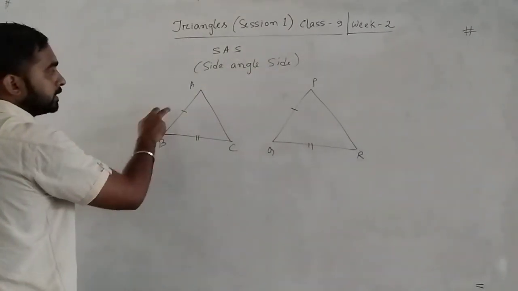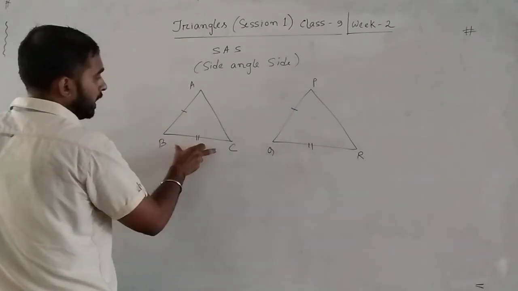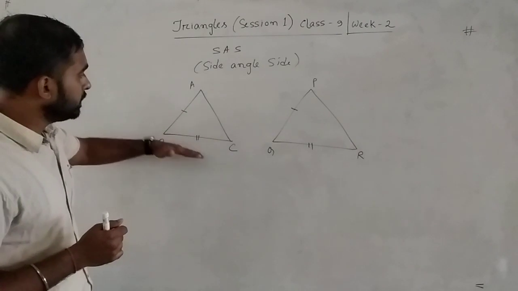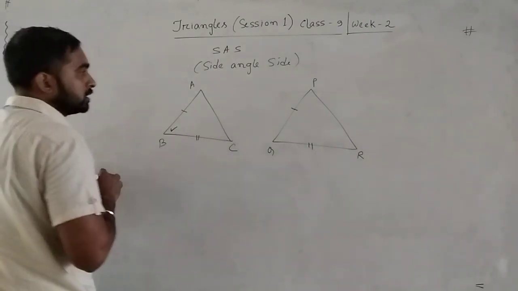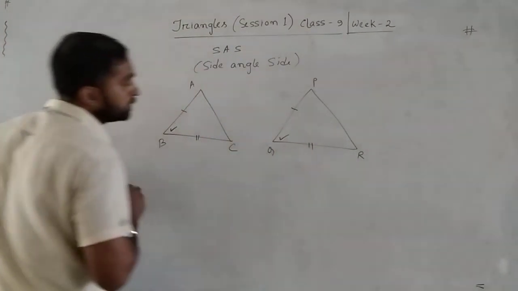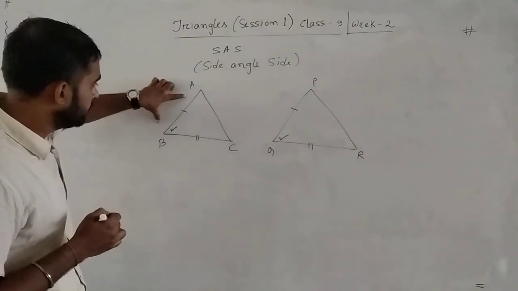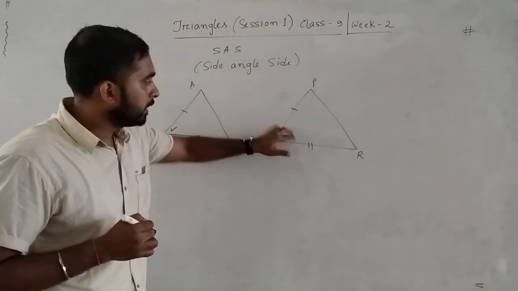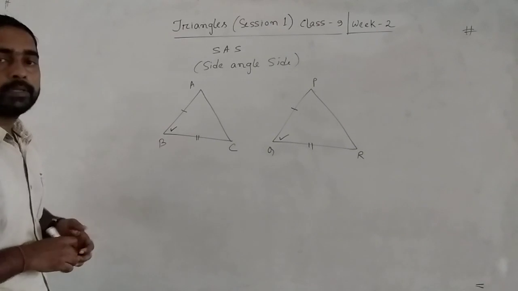So here the equal sides are AB and PQ, and here BC and QR. So what is the angle between AB and BC? That is B. So angle B must be equal to the angle between PQ and QR, so the angle is Q. So by side, angle, side, these two triangles are congruent and CPCT is the same.